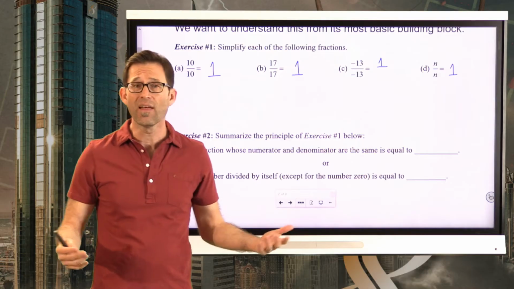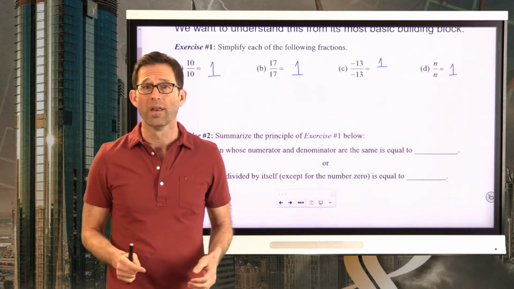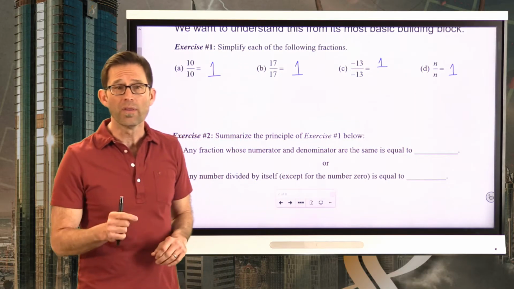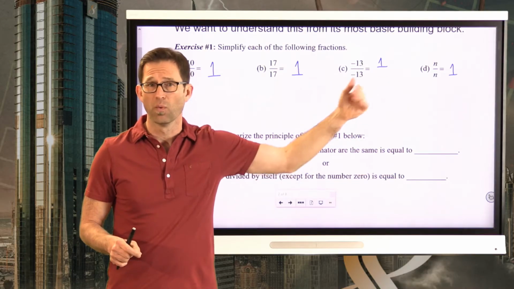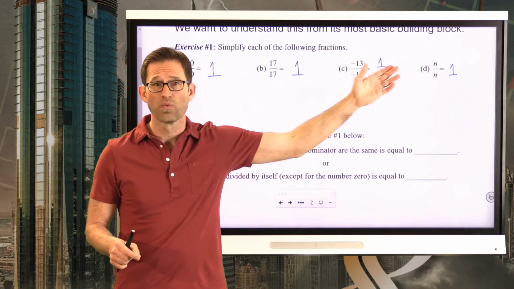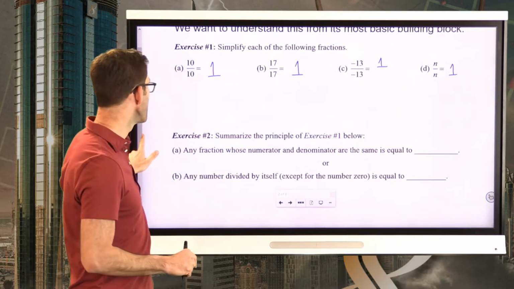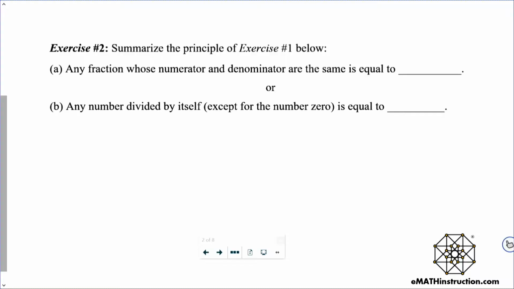Literally, right? 10/10ths is 1. 17/17ths is 1. And although it might be harder to think about these two, right, we can really think about them in terms of division. -13 divided by -13 must be 1 because -13 equals 1 times -13. Now we can summarize all of this in a very, very easy statement, exercise number 2.